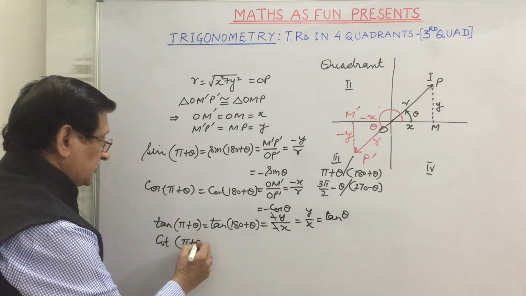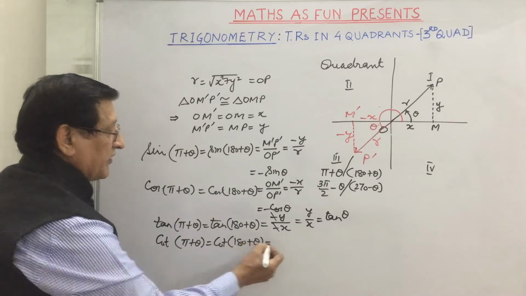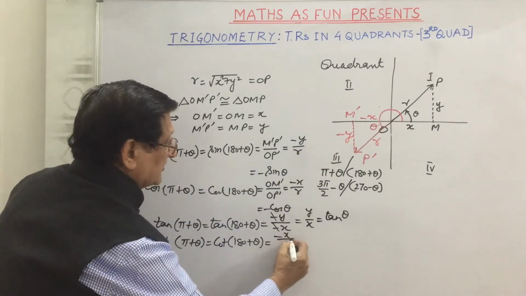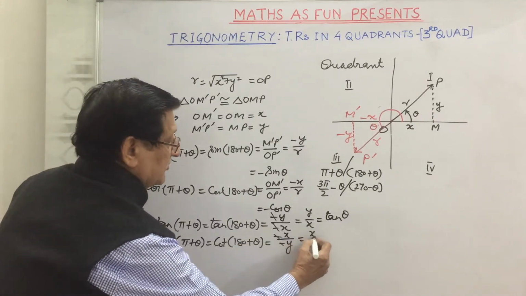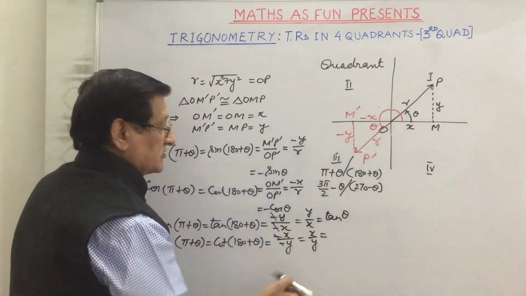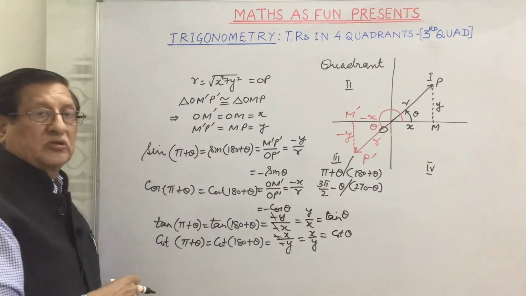Cot pi plus theta, or we can say cot of 180 plus theta. Here is base upon perpendicular. Will it be minus x upon minus y? Here also minus minus cancel. This comes as x upon y. And here we find x upon y is cot theta. So we find tan theta and cot theta both are positive.